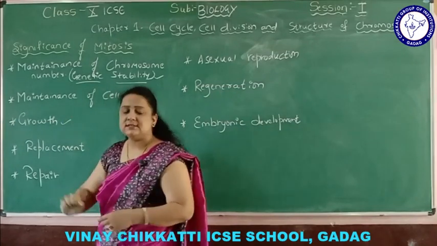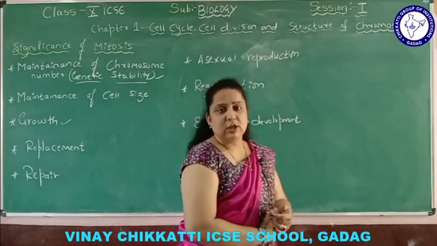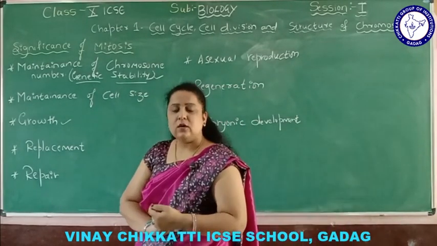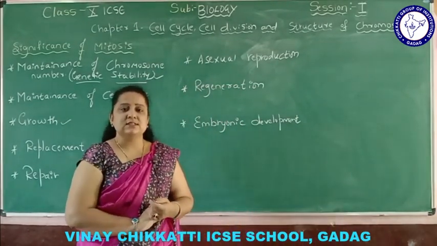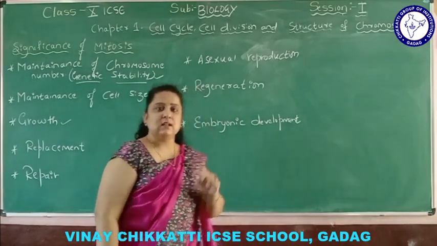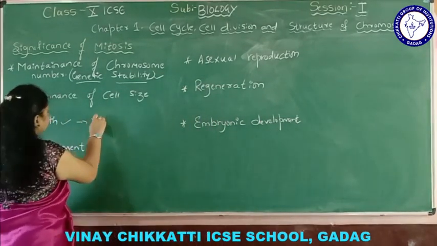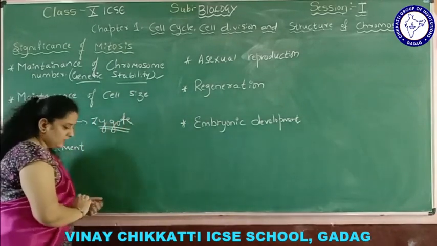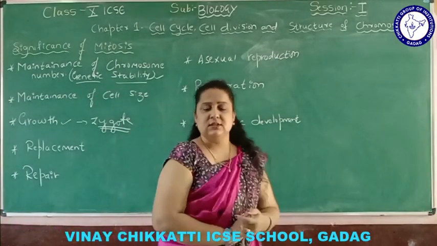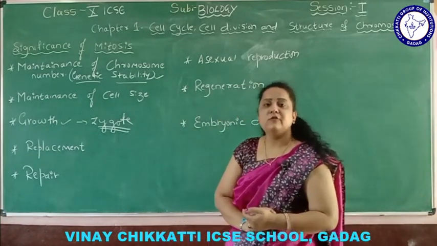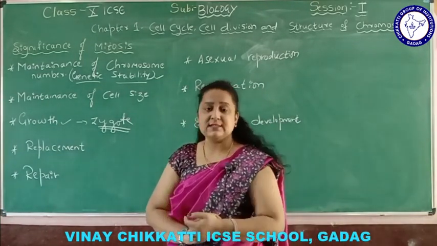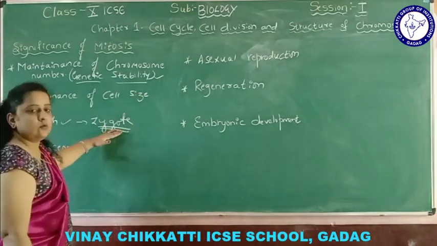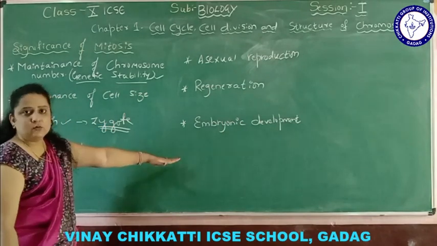This is the most important significance of mitosis. If you take any organism, whether a plant or animal or a tree or human beings, every organism starts its life with a single cell called the zygote. After fertilization, the process of fusion of male and female gametes, the resultant cell will be a diploid zygote. So the zygote undergoes mitotic division to produce the new organism.